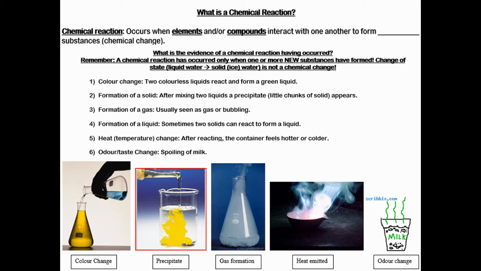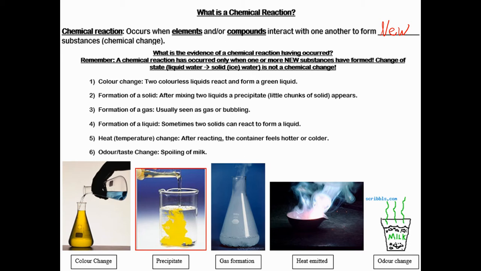During chemical reactions, you have elements and compounds, and they interact with each other. It could be elements reacting with elements, compounds reacting with compounds, compounds reacting with elements, a mix of those. They're going to interact with each other to form new substances. We've rearranged the atoms and the bonds, and we have new substances that form. So it's not just a matter of change of state, but rather new substances have actually formed.